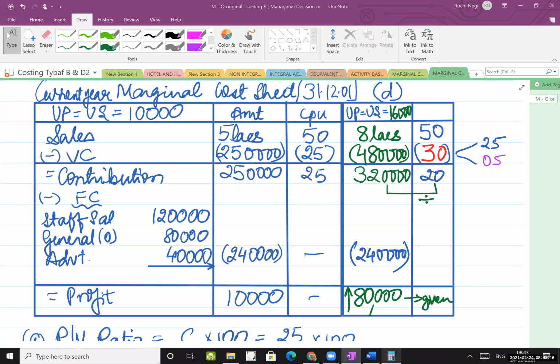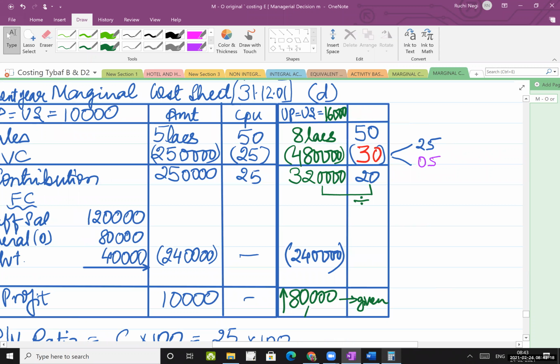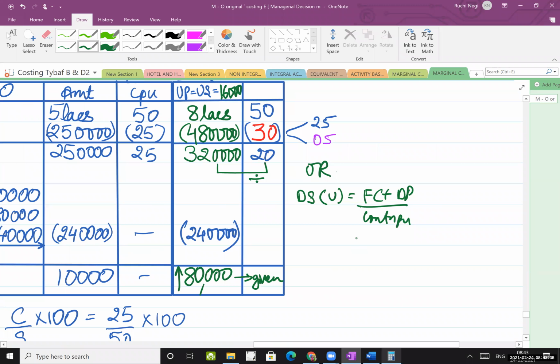आप इसको क्रॉस चेक कर सकते हो आपके आंसर को, वैसे भी तो मैंने कर दिया है. You can use that other formula. कौन सा फार्मूला? Desired sales in units is equal to fixed cost plus desired profit upon contribution per unit. You can use this formula also and you get the same answer. फिक्स कॉस्ट कितना है? 2,40,000. डिज़ायर्ड प्रॉफिट कितना दिया है? 80,000 divided by contribution per unit is how much? 20. Don't forget that contribution is 20.